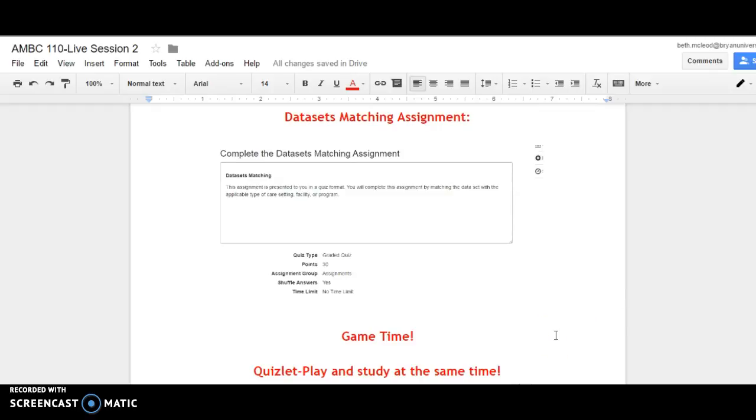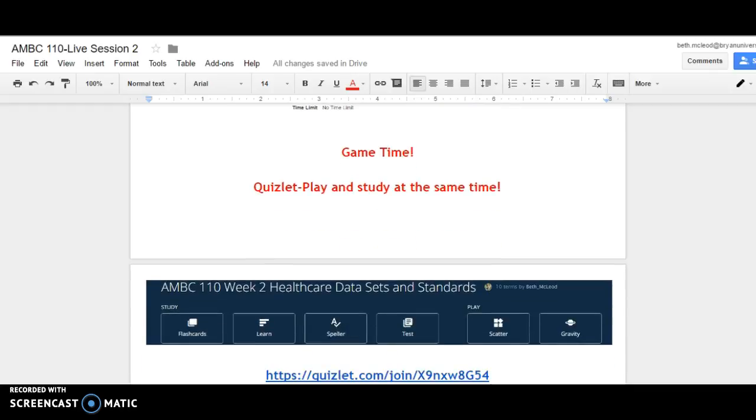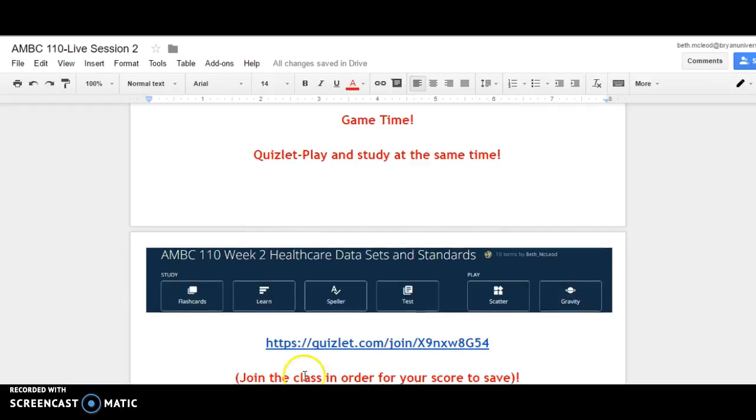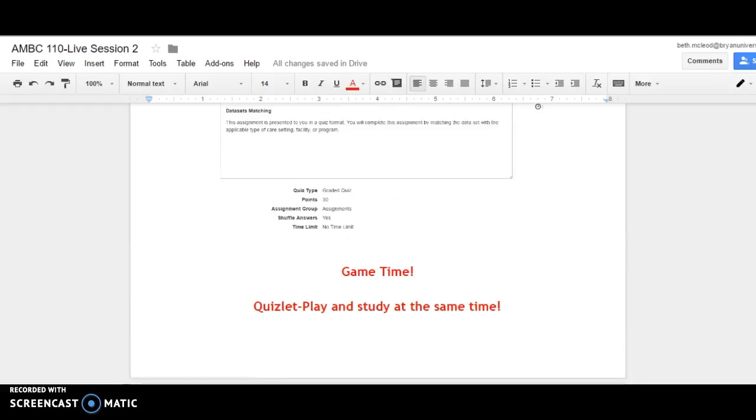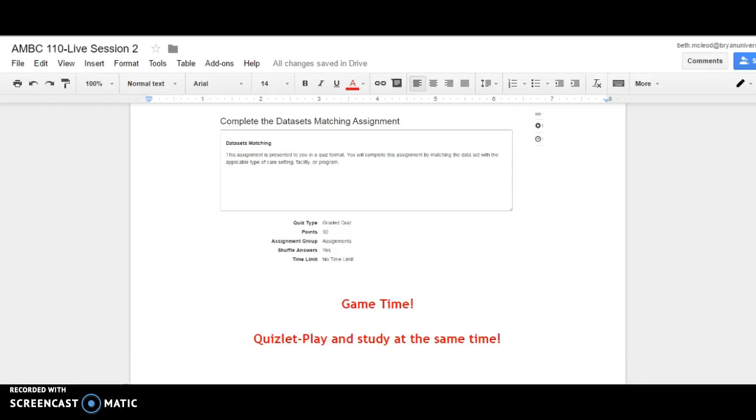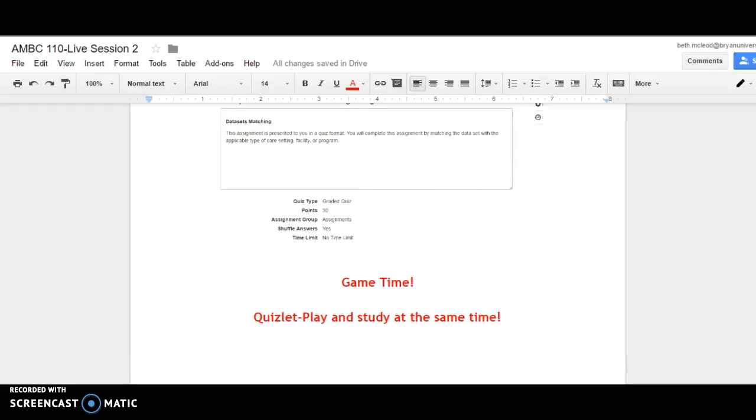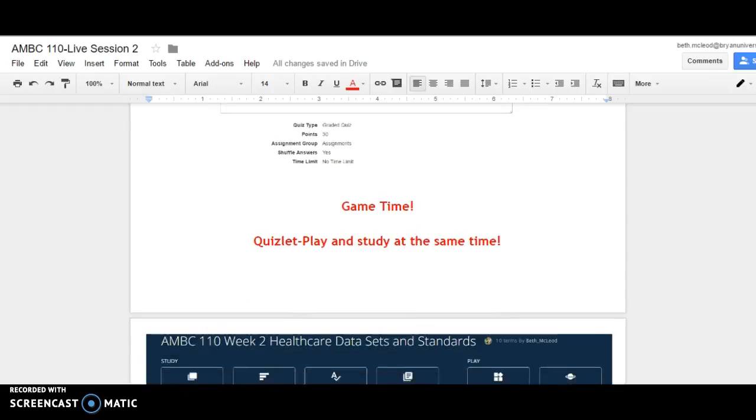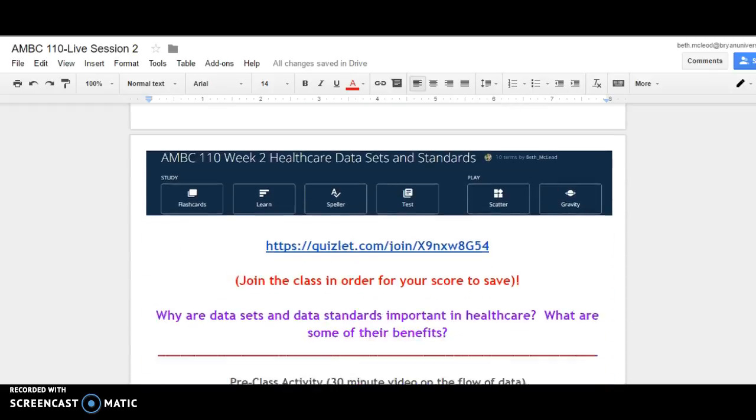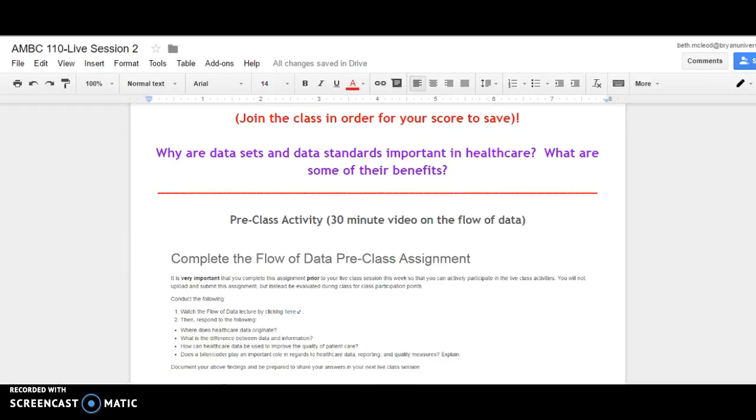You have a data set matching assignment this week, and it's a little bit challenging. So I created a Quizlet game that you guys can open with this link, go in there and play to kind of study up on some of those data sets, because they can get confusing. This is a good way to get a better understanding of those data sets by playing that Quizlet game. So why are data sets and data standards important in healthcare, and what are some of their benefits?